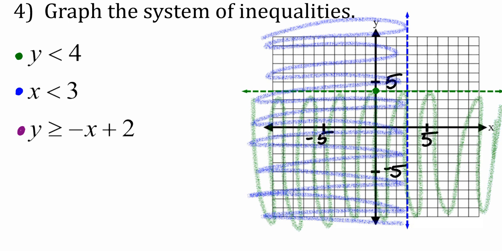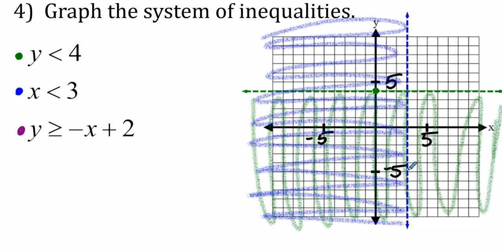We have one more inequality to graph, which is y is greater than or equal to negative x plus 2. So our y-intercept is going to be at (0, 2), so that's starting here. And our slope is negative 1, which means we're going down 1 and to the right 1 to put a point. We can generate a series of those.